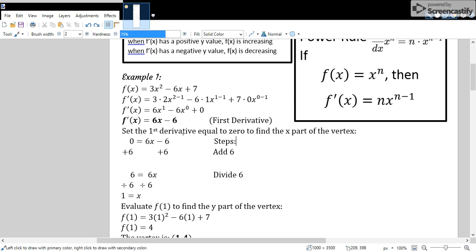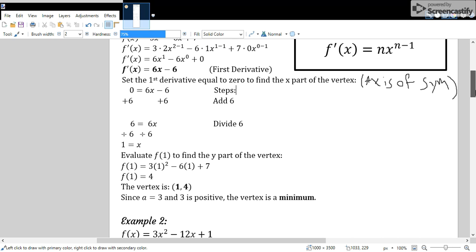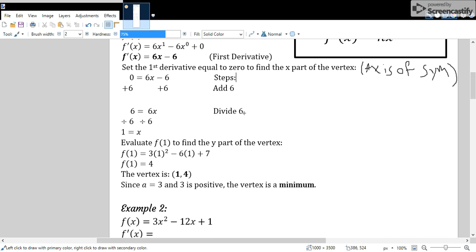So we're going to set the first derivative equal to 0 to find the x part of the vertex. That's our axis of symmetry, by the way. So 0 equals 6x minus 6. We'll do the steps to get x by itself. Add 6, divide by 6, x equals 1.